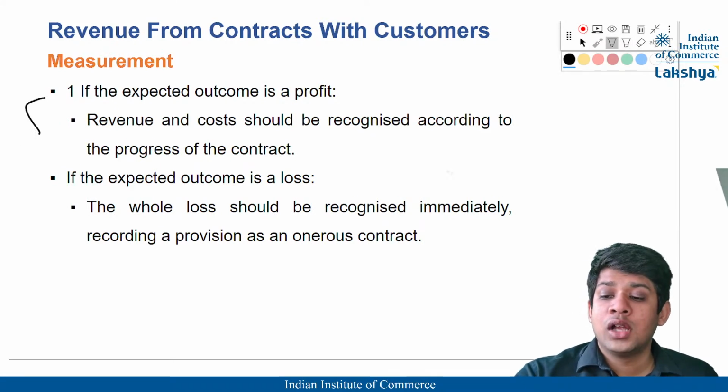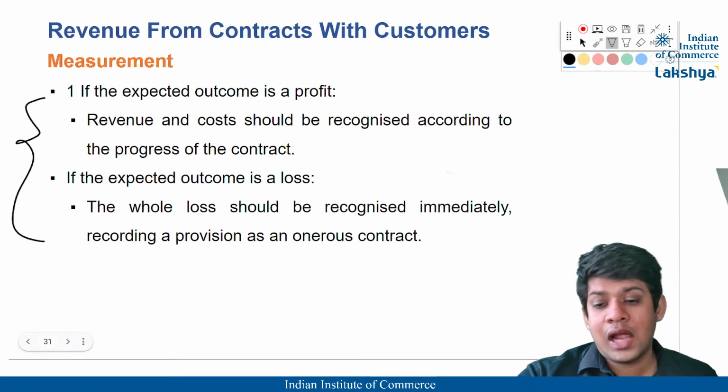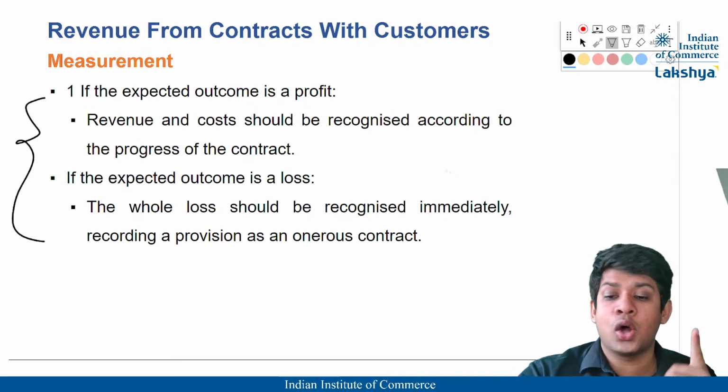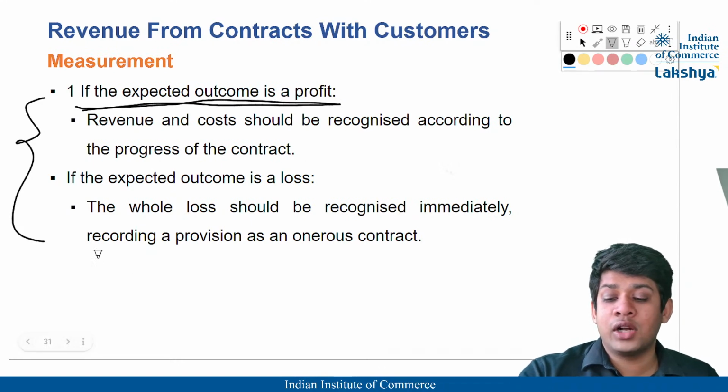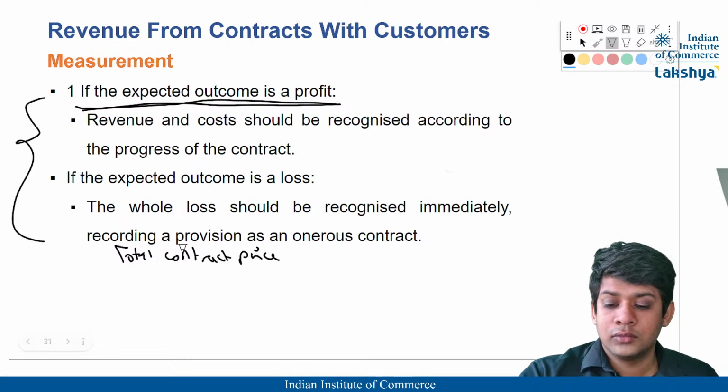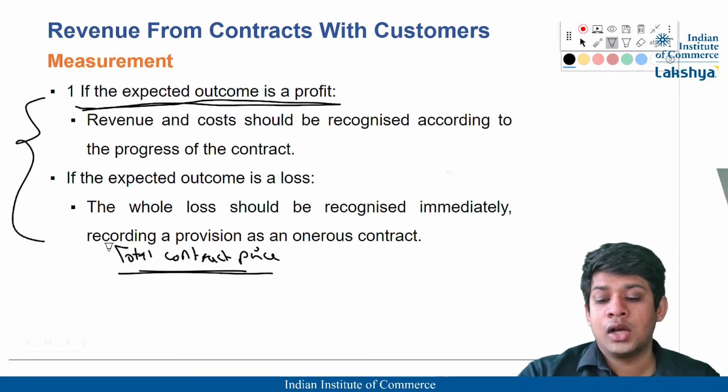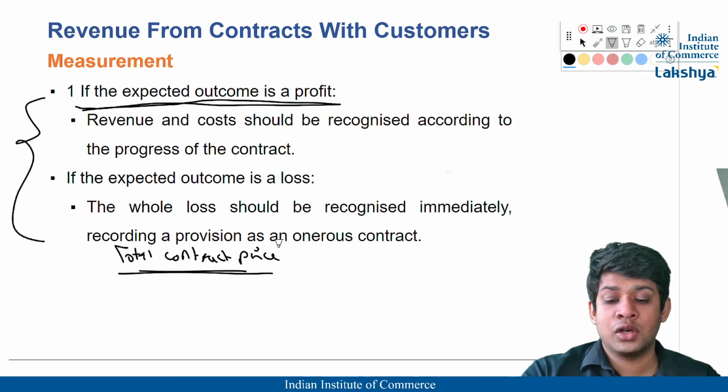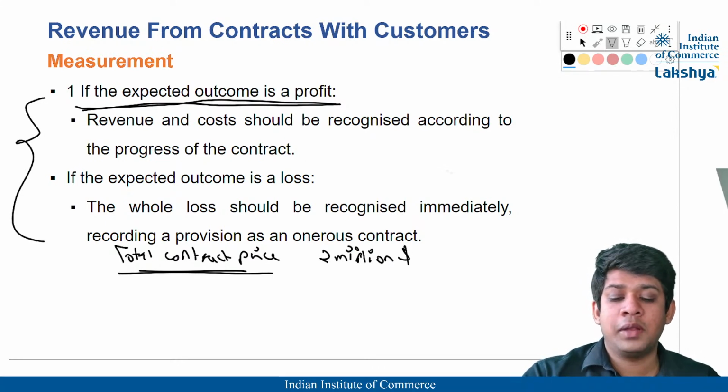Okay. Now, how do you actually measure the progress? And according to that, so you've understood how to measure the progress, right? It is either through the input method or the output method. Now, how do you actually identify an expected outcome? Firstly, what is an expected outcome? So maybe say the total contract price. That means the amount that the customer will pay me for the construction or for the project completion is $2 million. Okay, the customer is going to pay me $2 million for the completion of this project.